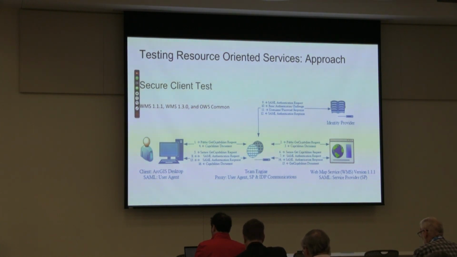Then TEAM Engine also needs to have this information about the identity provider that can validate the client, and then the client is able to, if it understands the capabilities of the server and has the proper identity, connect with the server. TEAM Engine provides a proxy between the client and the server to be able to intercept the requests and check that the requests are done properly.